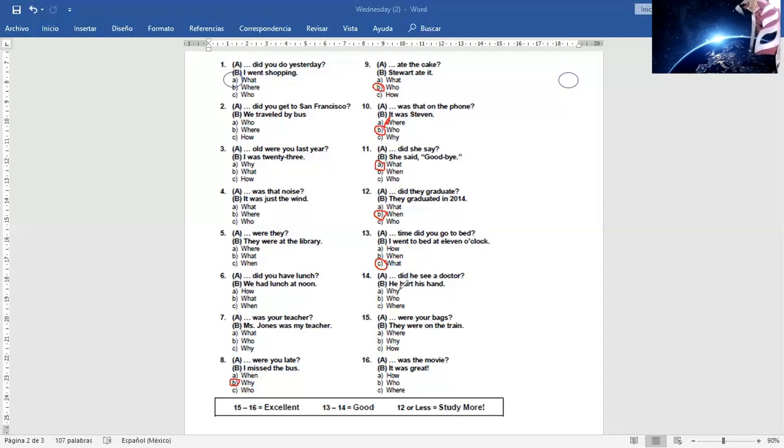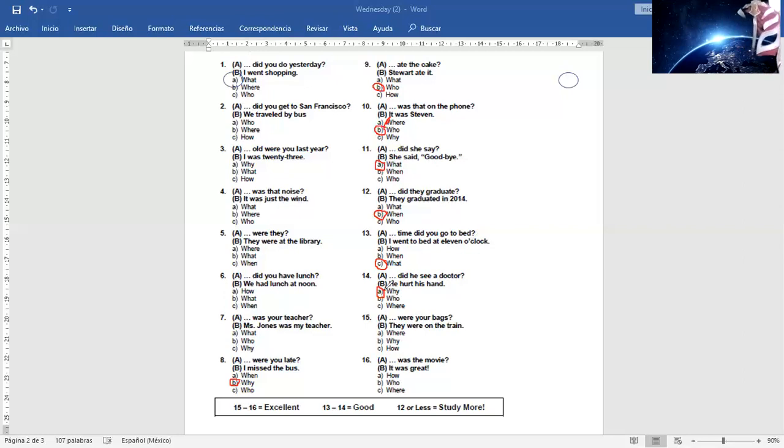Number 14: why, who, or where did he see a doctor? He hurt his hand. So it's why. Why did he see a doctor? ¿Por qué vio él un doctor? He hurt his hand. Se lastimó su mano.